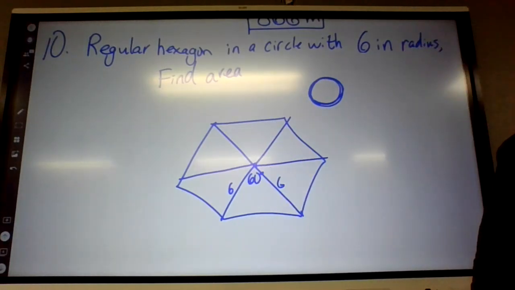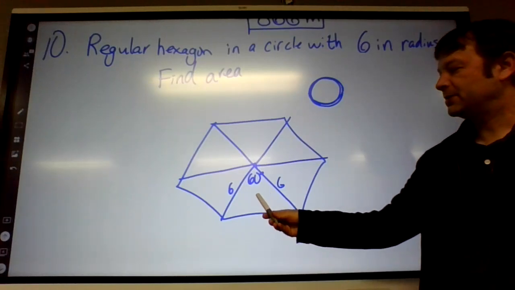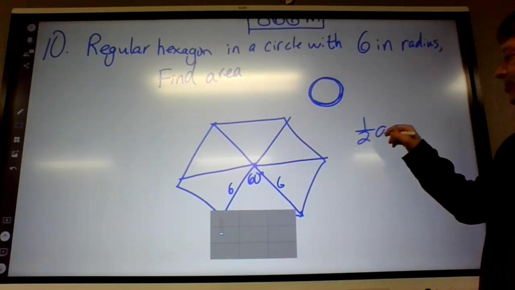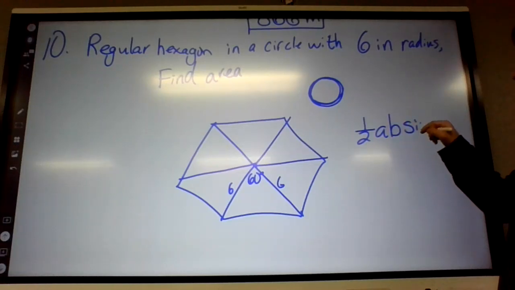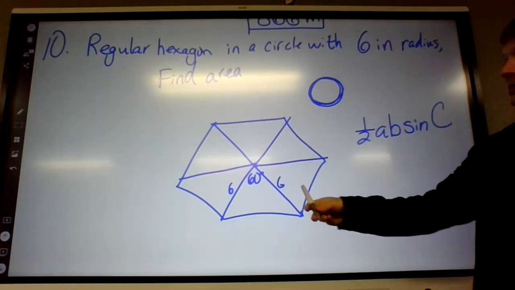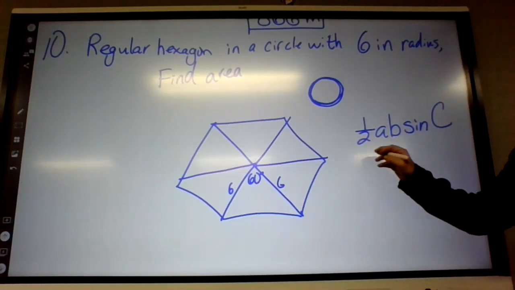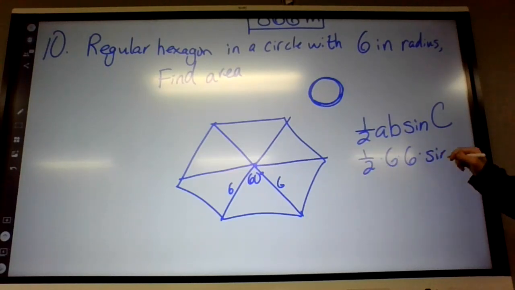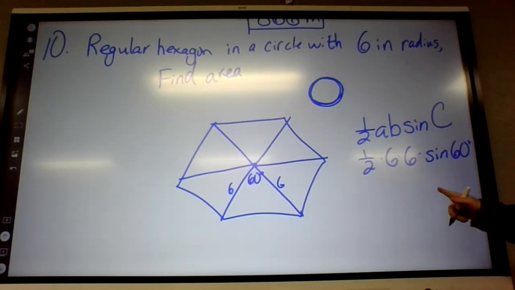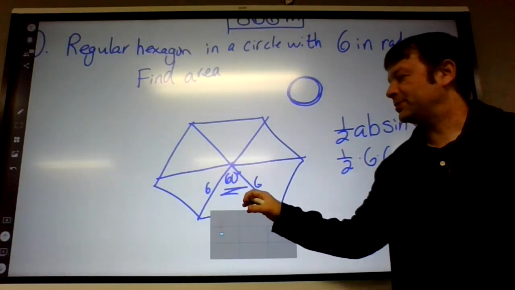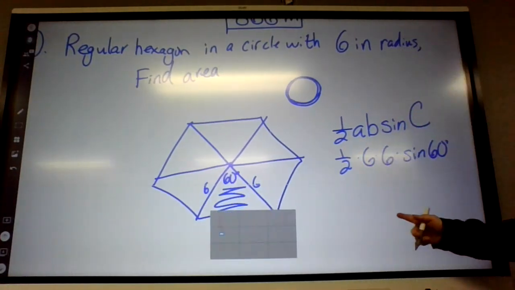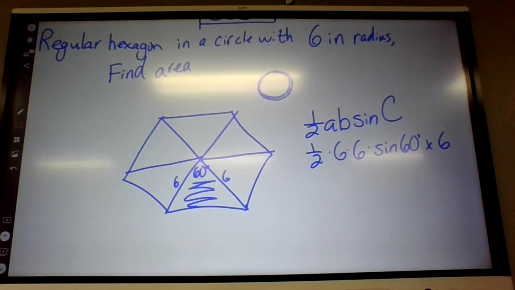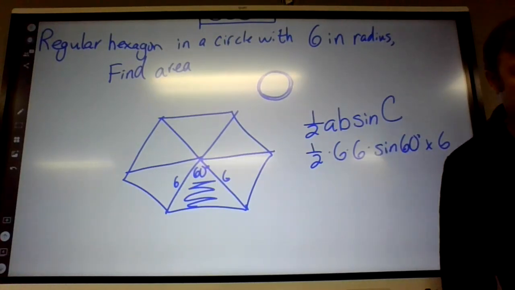So, how do we find the size of this? Well, that goes back to number whatever it was, this little formula right here. We got side angle side, so we can use this area formula. 1/2 times 6 times 6 times sine of 60. But that would give us the area of one triangle, so what else do we need to do? Times 6, yes.